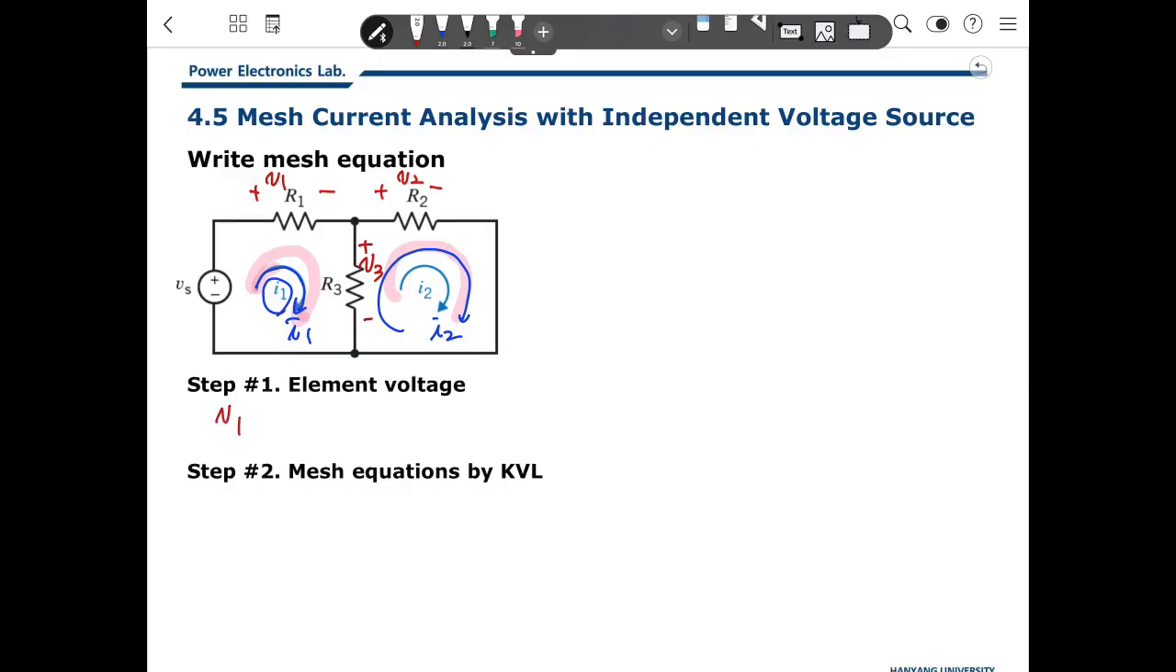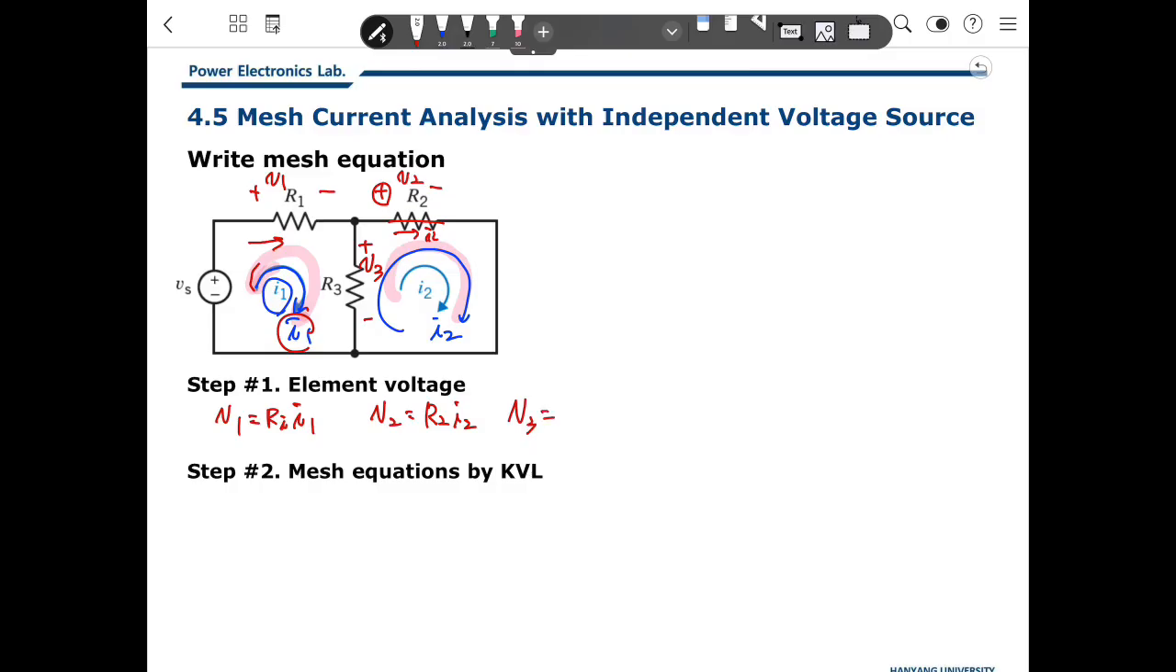Then what is V1? V1 is R1 times the current going through this element, which is only mesh 1, so I1 is going here. So V1 is R1 I1. And what is V2? V2 is the voltage of resistor 2, but this element is included in only mesh 2, so the current flowing through R2 is only I2. So V2 is R2 I2, same with the passive sign convention.